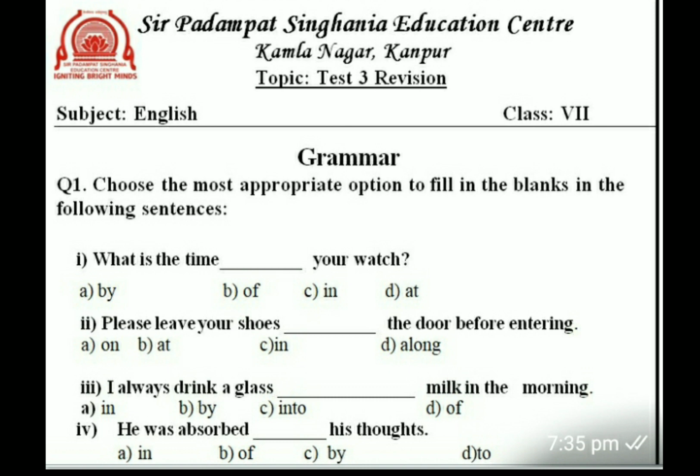The fourth sentence, he was absorbed dash his thoughts. The options given here are in, of, by, and to. And the correct preposition here would be in. So the sentence would be, he was absorbed in his thoughts.